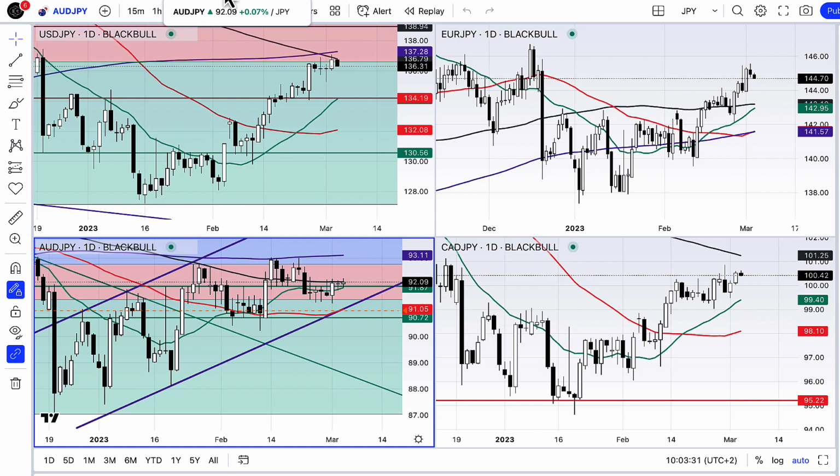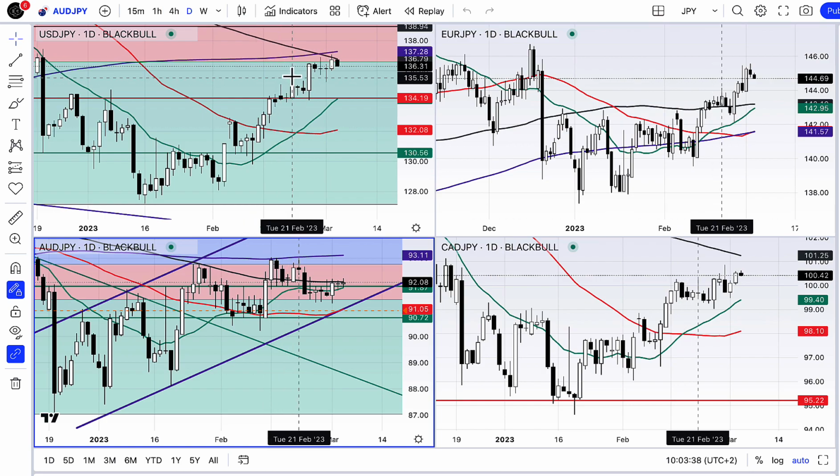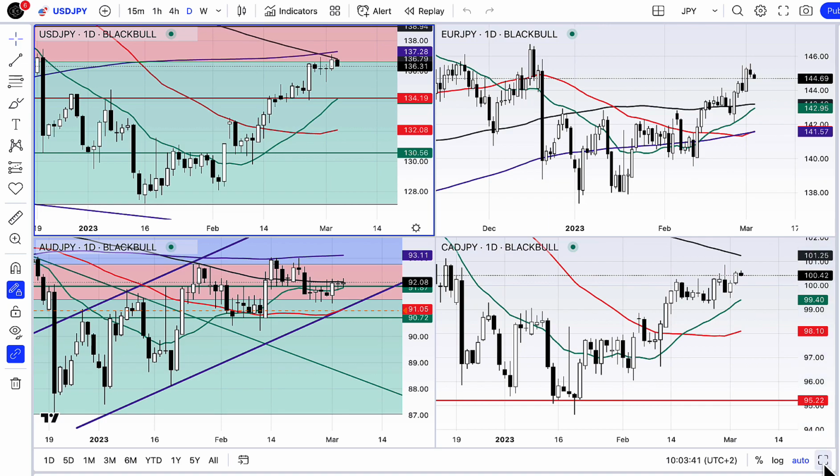And then looking at the yen pairs, again, I'm not going to go into detail on the dollar yen. A couple of videos and tweets on that. Go and have a look at those.